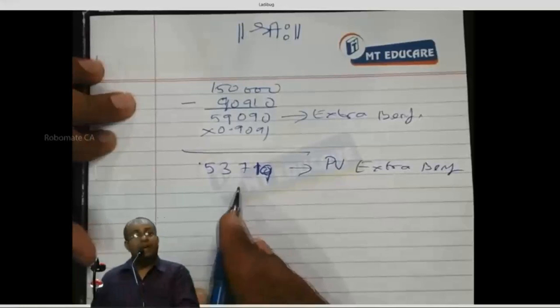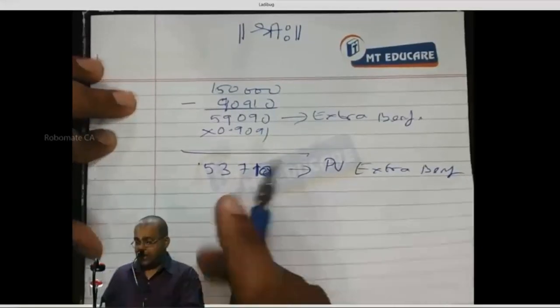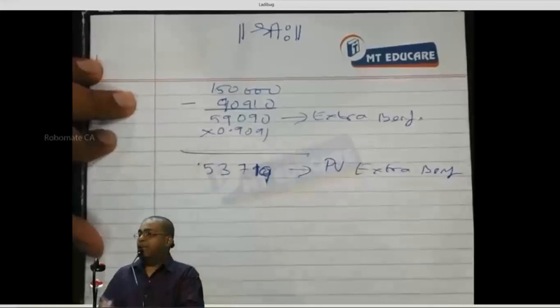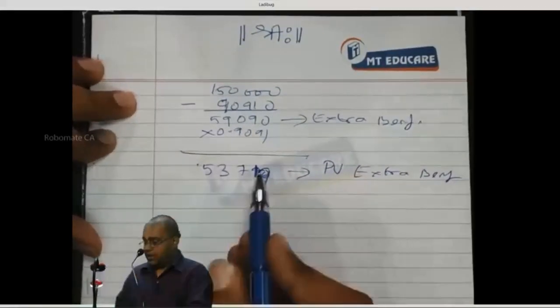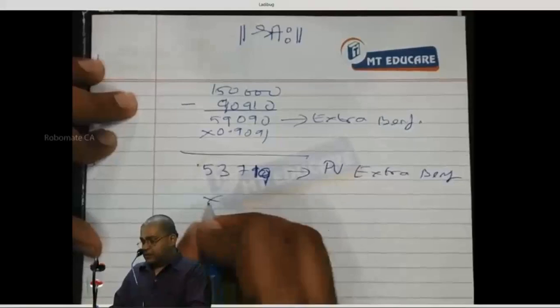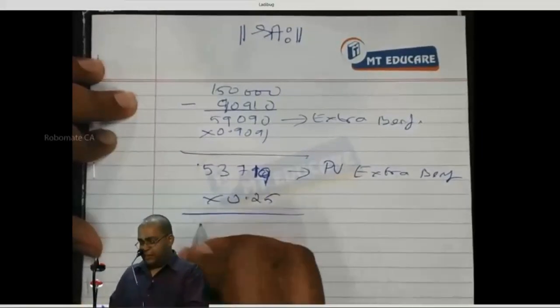Now, getting this extra benefit is not 100% sure. This will be obtained only when the first year cash flow is what? 1 lakh. Normally it is 2 lakhs or 3 lakhs. So to get this extra benefit, the probability is what? 0.25. So tell me, what is the expected extra benefit here?